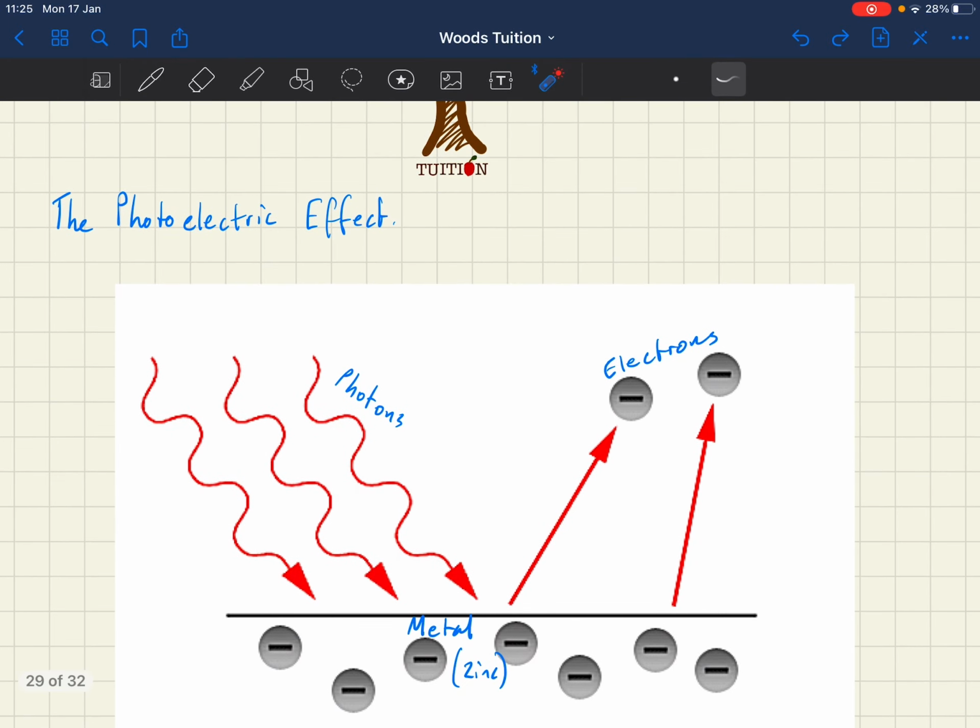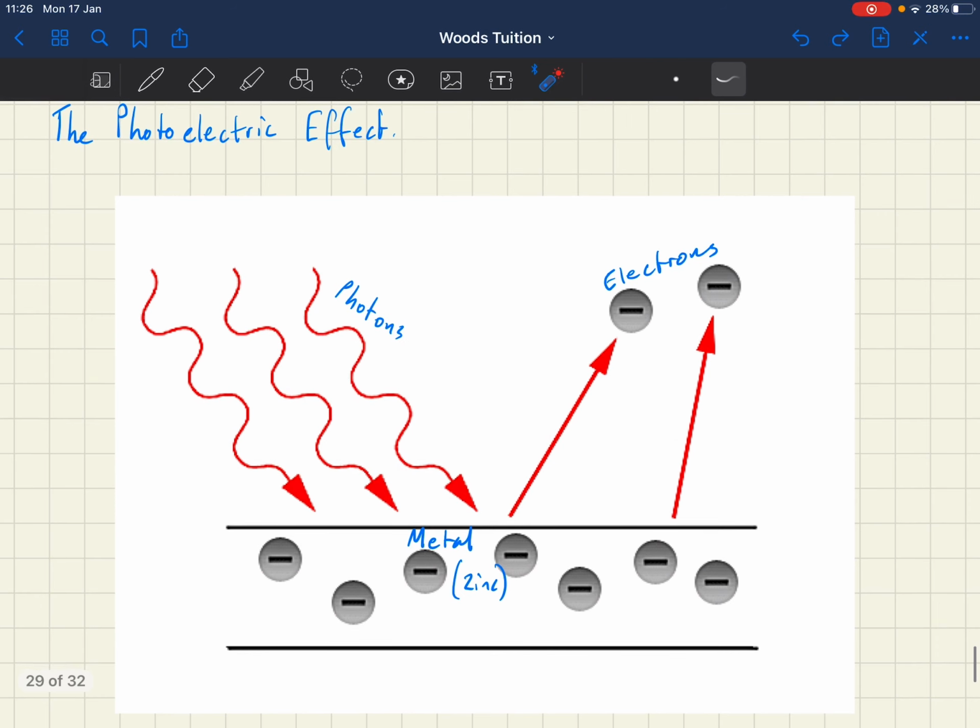Whenever we have a metal that is negatively charged, or actually it doesn't even have to be negatively charged really, and we have photons incident on the metal, those photons will sometimes allow the metal to eject electrons. But the thing that makes this very interesting is the electrons can't be ejected by photons of low frequency. They can only be ejected by photons of high frequency.